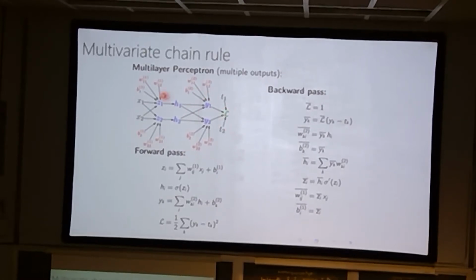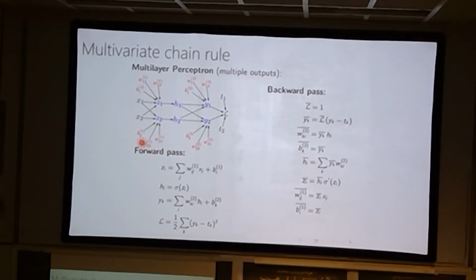But in this case, all these little red things here are parameters that we want to take the gradient of, and each one is written, you can see, with these indices, right?